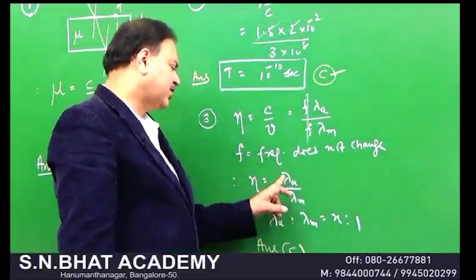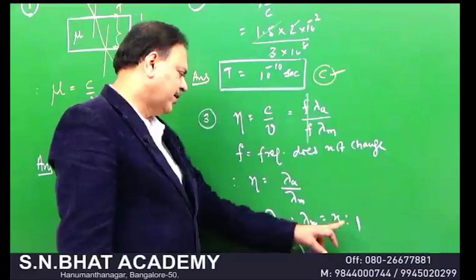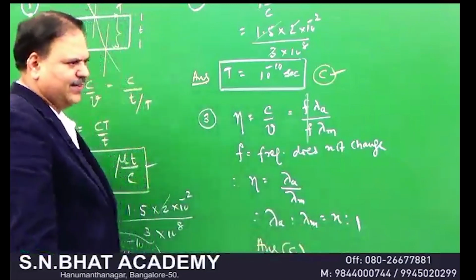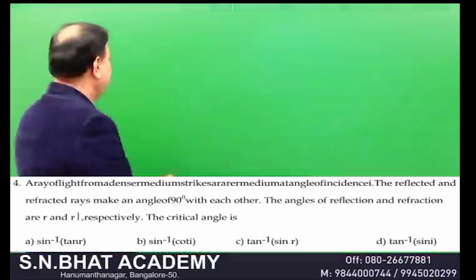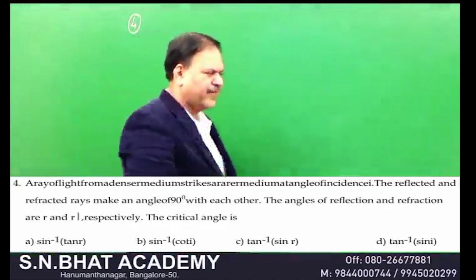Therefore, what he has asked is the ratio of the wavelength in A to the wavelength in the medium. Take the ratio, so it is n is to 1. Therefore your answer is C. Very important. We take up question number 4. Study question number 4 carefully.